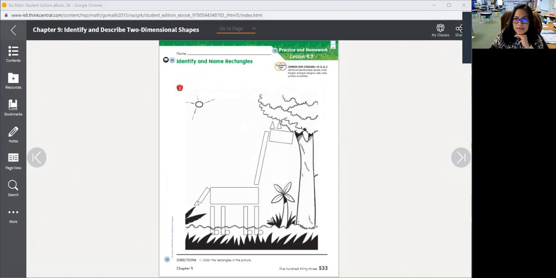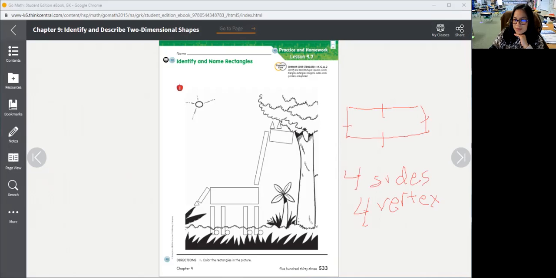Remember, let's look at it again. Remember that a rectangle has 2 sides that are long, 2 sides that are short. So that's 1, 2, 3, 4 sides, okay? And then it has 4 vertex, okay? 4 vertex. And that's how we know it is a rectangle. So there's 1, 2, 3, 4. Okay, so you're gonna color all of those shapes that are rectangles, okay? And after you do that, you're gonna go to the next page.